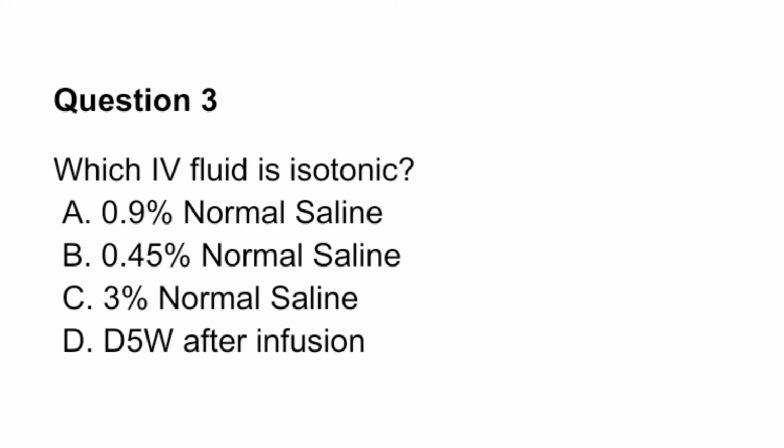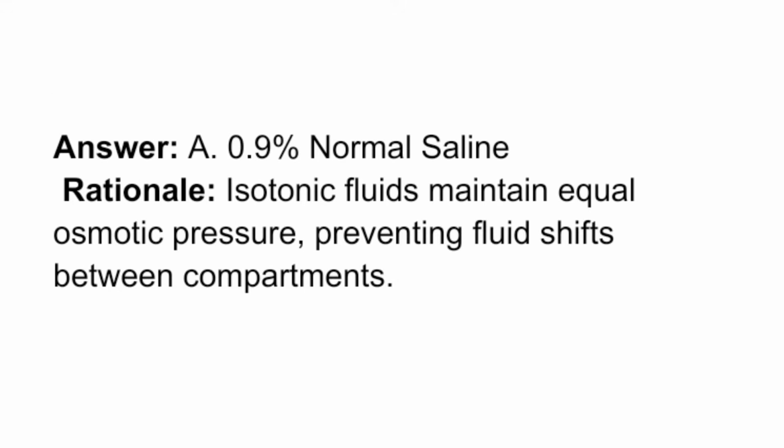Question 3. Which IV fluid is isotonic? A. 0.9% normal saline. B. 0.45% normal saline. C. 3% normal saline. D. D5W after infusion. Answer A. 0.9% normal saline. Rationale. Isotonic fluids maintain equal osmotic pressure, preventing fluid shifts between compartments.